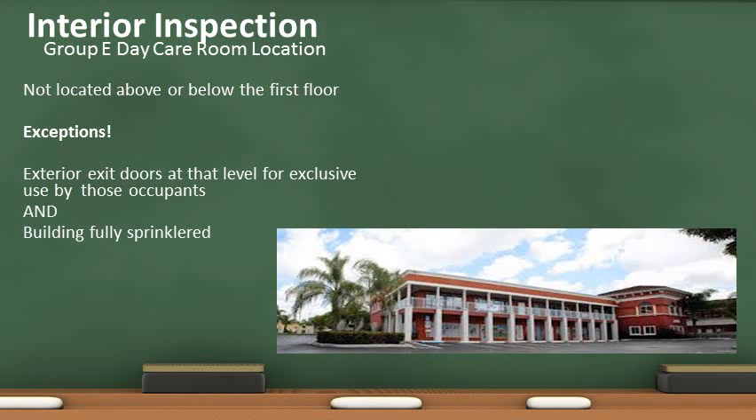Rooms for Group E daycare shall not be located above or below the first floor. The only exception is when there are direct exits to the exterior at the occupied level for exclusive use by those occupants, and there is a sprinkler system throughout the building.